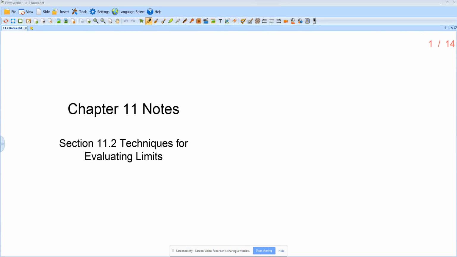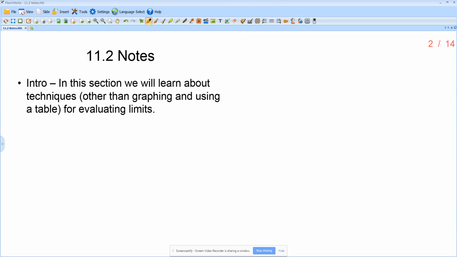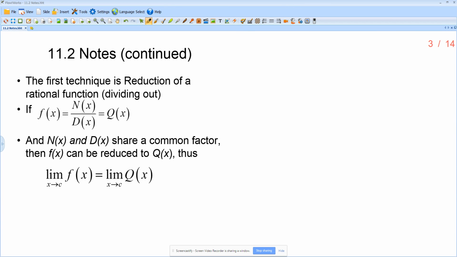You're like, I want to know how I get that in the first place. I hope you didn't get any problems like that, because you shouldn't have. And that's what we're going to be talking about in this section: how do we more algebraically come up with those limits? So in this section, we're learning about the techniques other than graphing and using a table in order to evaluate limits. So the first technique that we're going to talk about is reduction.